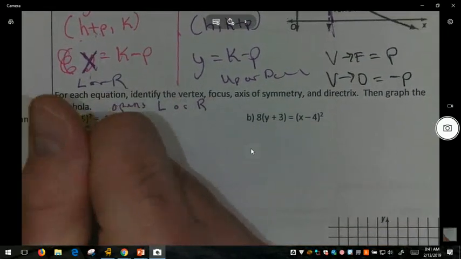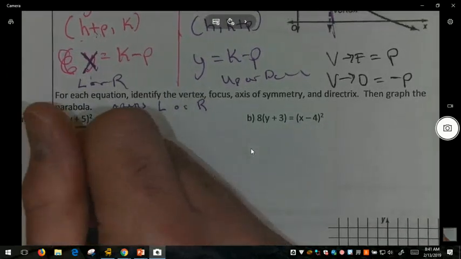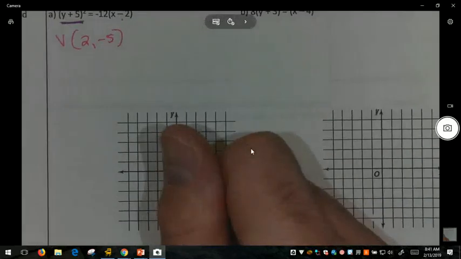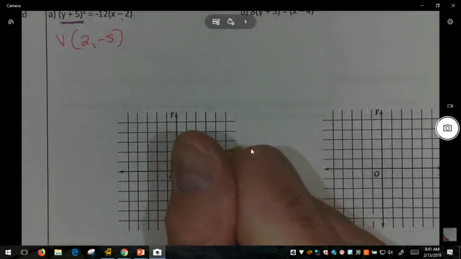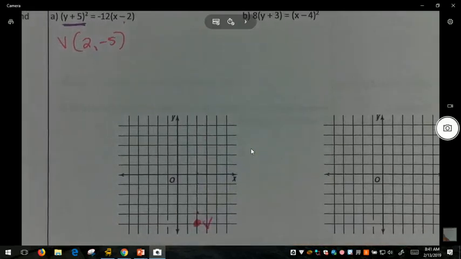So my vertex for this is x coordinate first, then y: 2 comma negative 5. I'm going to plot that on my graph. 2 comma negative 1, 2, 3, 4, 5. 2, negative 5 is my vertex.